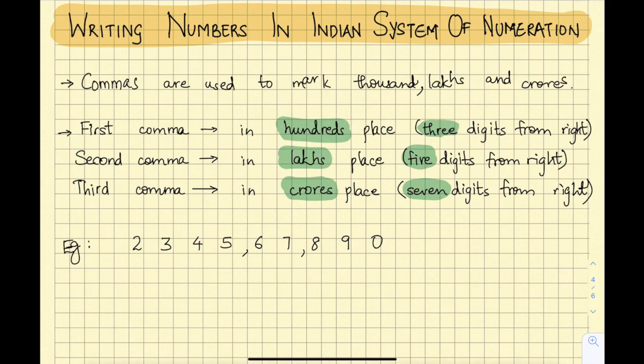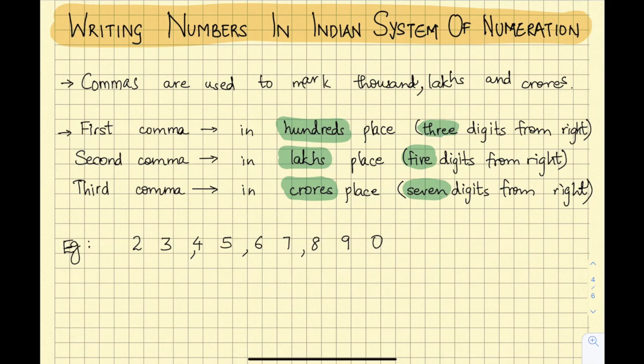Then we have intervals of lakhs, and then we have 2, that is crores. So in the Indian system of numeration, we start with an interval of 3, then always it is intervals of 2 and 2. So let's read this number and let's write this number.